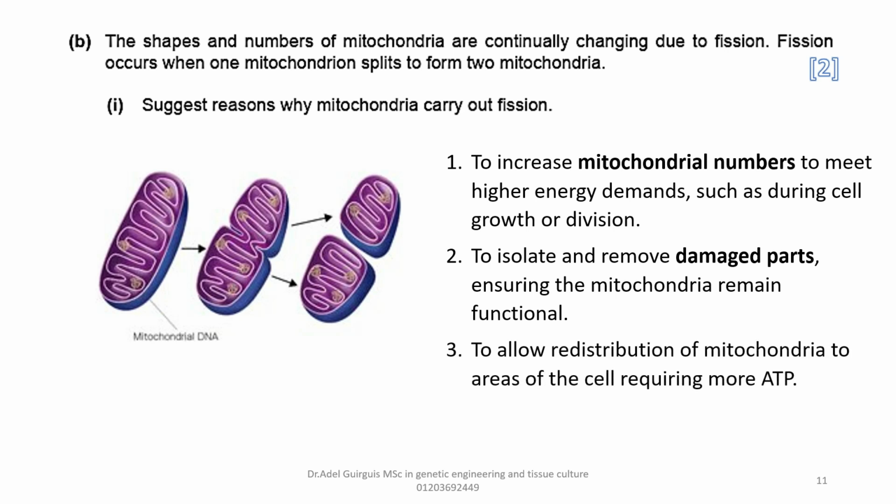Look also, to allow redistribution of mitochondria to areas of the cell requiring more ATP. This binary fission provides a lot of generation of new mitochondria. Okay, these are redistributed or moved along the cell to reach certain parts of the cell where energy is in more demand. Look please at this figure.